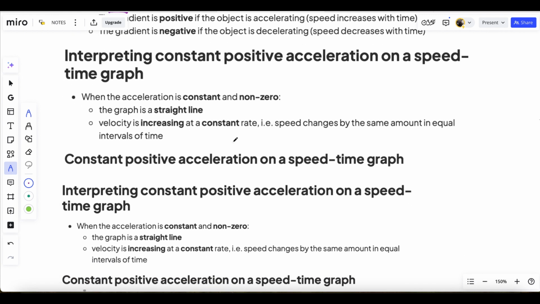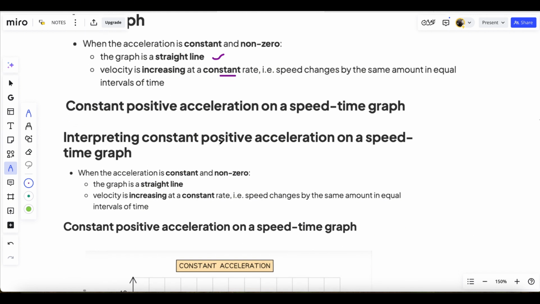Now, interpreting constant positive acceleration on a speed-time graph. When the acceleration is constant and non-zero, it means the speed is changing, either increasing or decreasing, but you're not moving with the same speed. So the graph is a straight line, right? The velocity is increasing at a constant rate, and the speed changes by the same amount in equal intervals of time. That's the change in y over change in x. Remember, the x-axis is the time axis, and the y-axis is the speed axis.